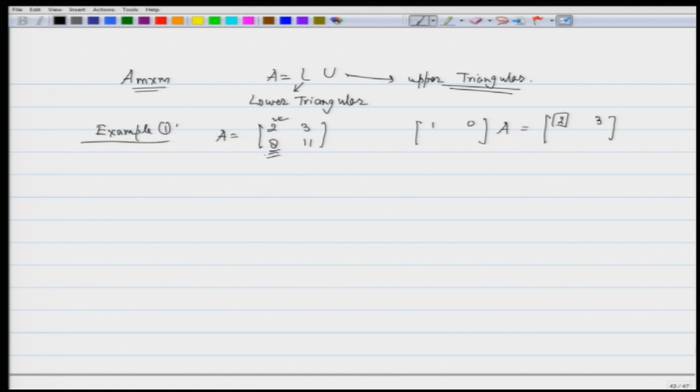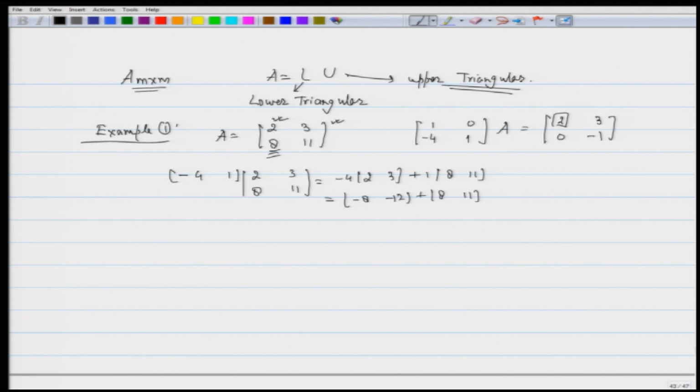If I want to make this entry 0, I need to multiply the first row by 4 and subtract. Subtract means minus sign and 1 here. So, if you look at minus 4, 1 times 2, 3, 8, 11, it is nothing but minus 4 times 2, 3 plus 1 times 8, 11, which is nothing but minus 8, minus 12 plus 8, 11, which is nothing but 0, and minus 12 plus 11, which is minus 1. Is that okay?